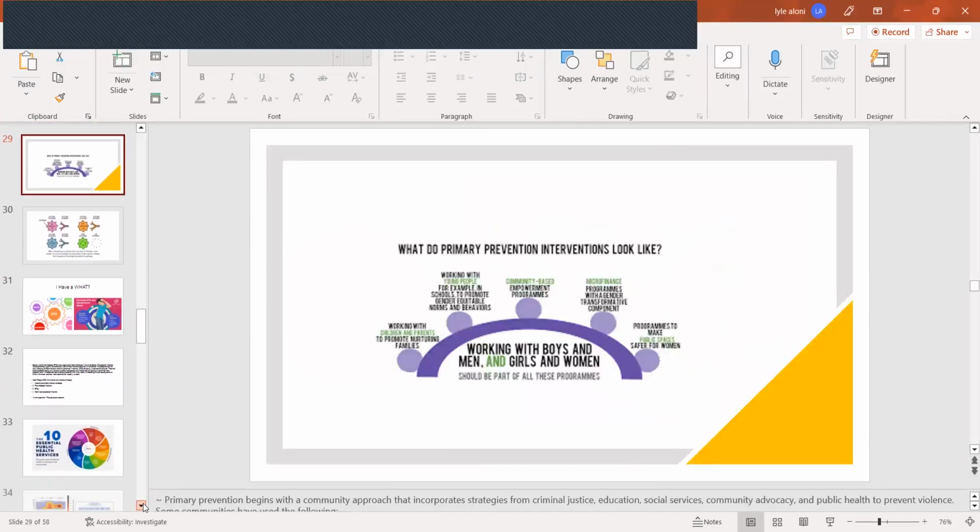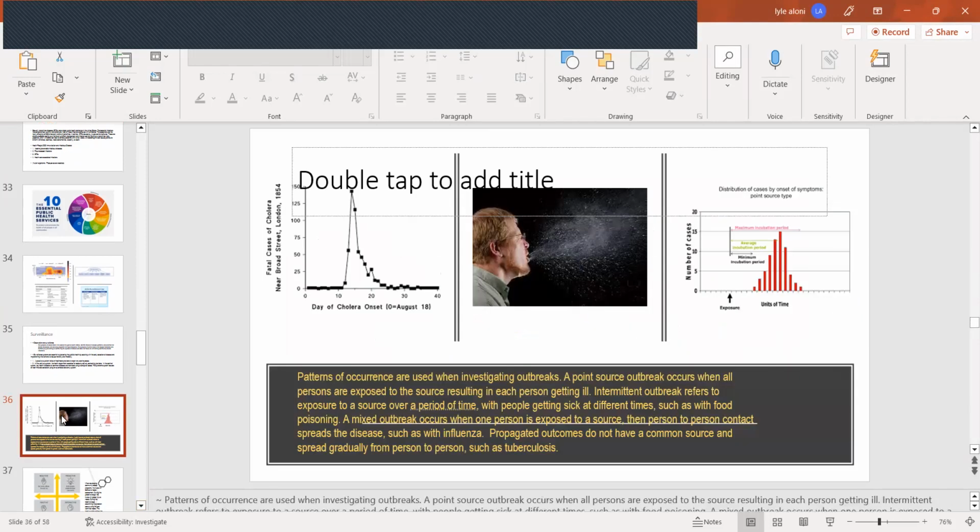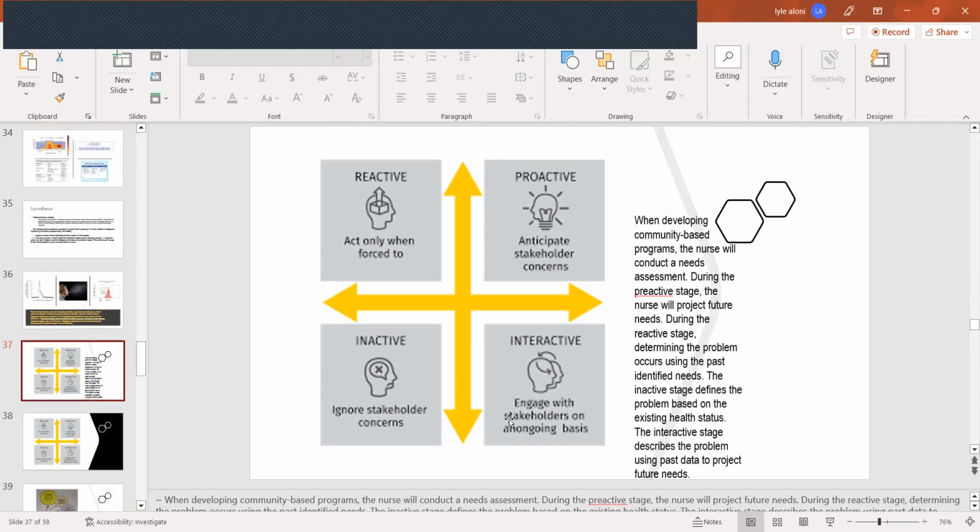See what else. Passive and surveillance systems, we talked about those. We also want to look at patterns of occurrence. So a point source outbreak occurs when all exposed to a source result in the person getting sick. We have intermittent, when exposure over a period of time. A mixed outbreak, when one's exposed to a source and then person to person spreads the disease. We have different community-based programs, and we look at proactive, reactive, interactive.